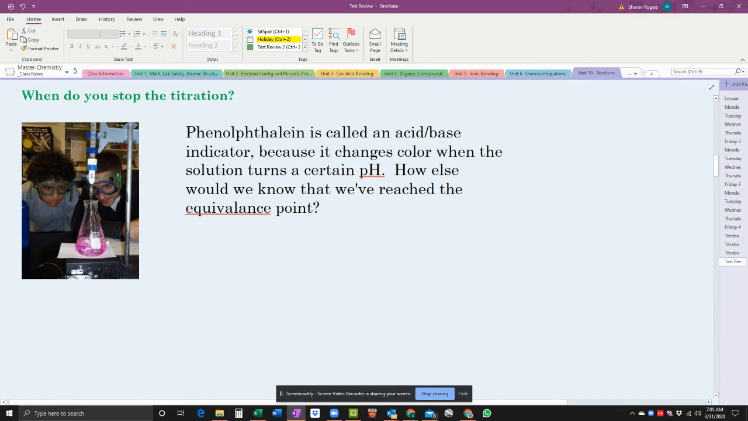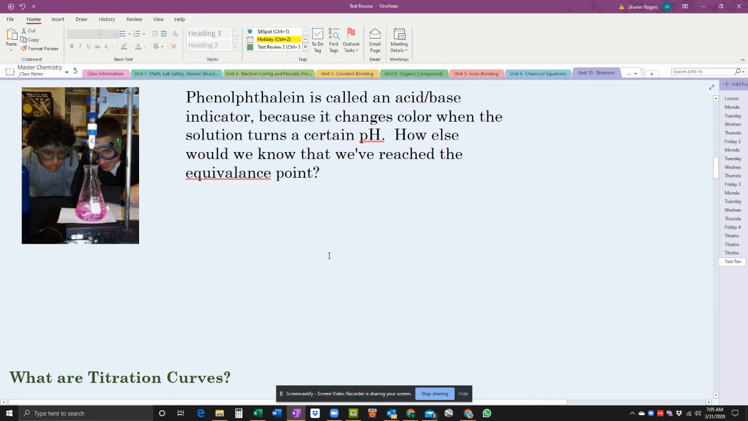All right, so when you were doing these titrations, how did you know when to stop? Well, both solutions are clear, and so you wouldn't know when to stop unless you had some sort of indicator to indicate, hey, stop. We've reached the endpoint or the equivalence point. Now, what indicator did y'all choose for all three labs? Phenolphthalein. And why did we choose it? Because it changes color when the solution reaches a pH of about 8-ish. So it's a really good stopping point. How else would we know that we've reached the equivalence point? Well, we wouldn't. That's the point.